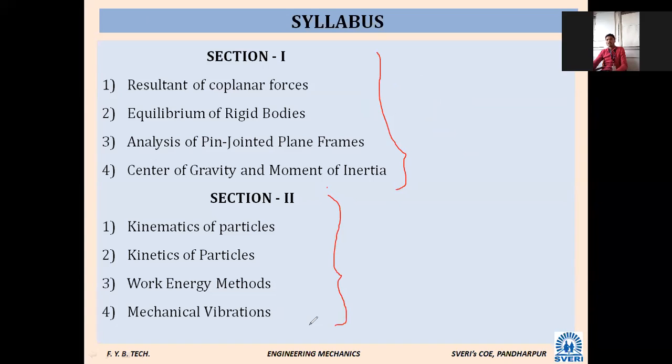As far as the syllabus is concerned, the contents are more, and the syllabus is also large, because 8 chapters are there. Even the number of varieties of problems in the syllabus is large. That we have seen, and we will see it in the upcoming syllabus.